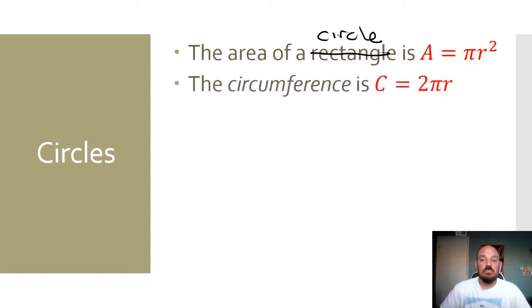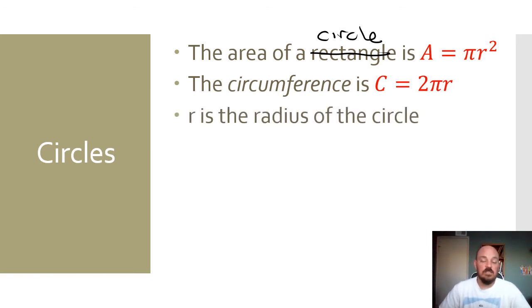The circumference of a circle is 2 pi r. So those are two formulas you want to know. They're pretty similar, so don't get them confused. Area is pi r squared. Circumference is 2 pi r. And r is the radius.